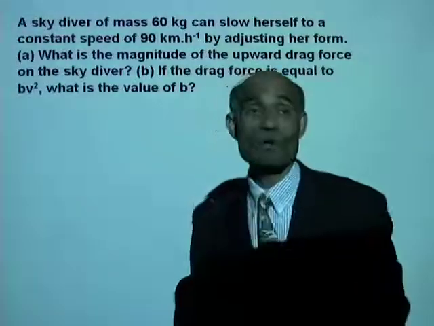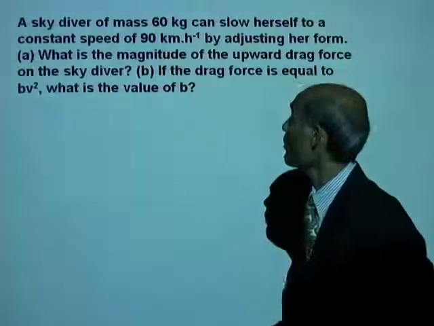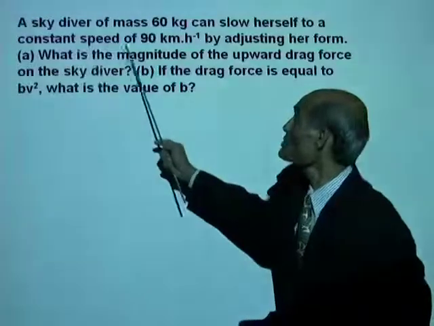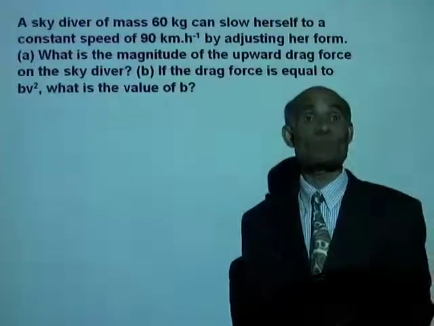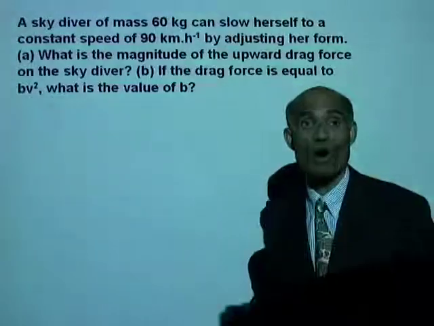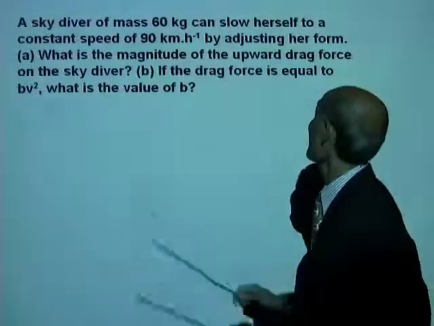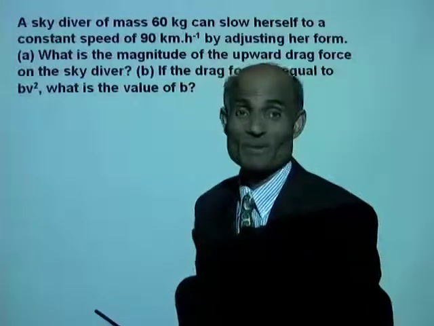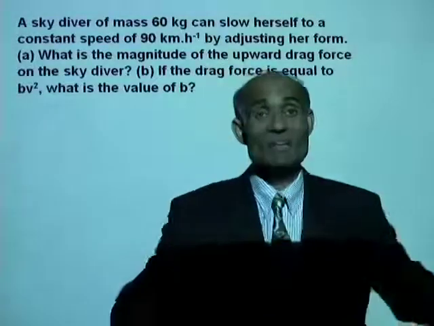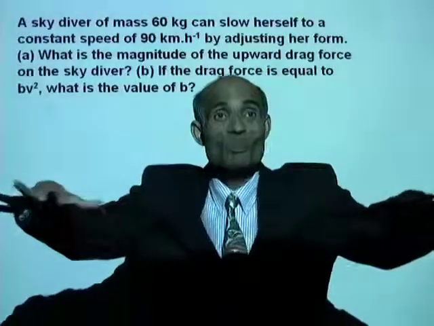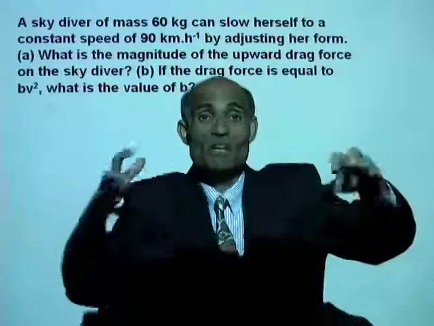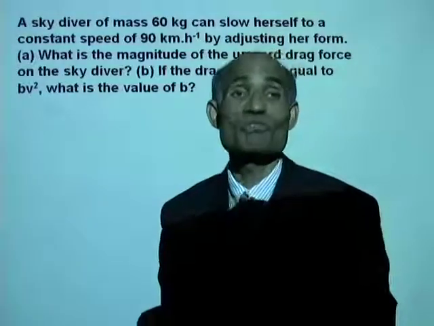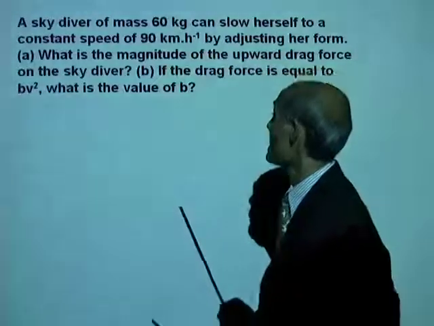Let's do a small problem. A skydiver of mass 60 kilogram can slow herself to a constant speed of 90 km per hour by adjusting her form. What is the magnitude of the upward drag force on the skydiver? Well, at the time the skydiver achieves that uniform, constant speed, her weight is balanced by the upward drag force. That is the one we use to do that problem.